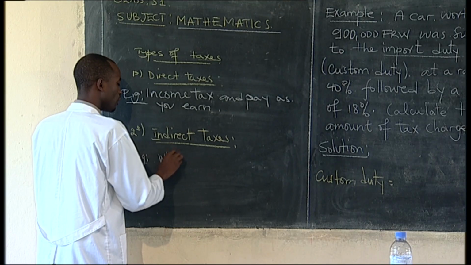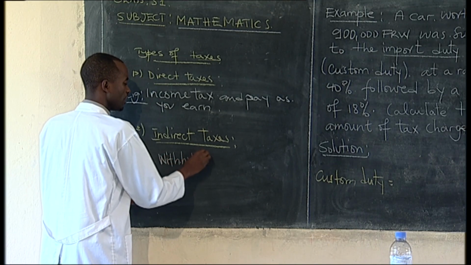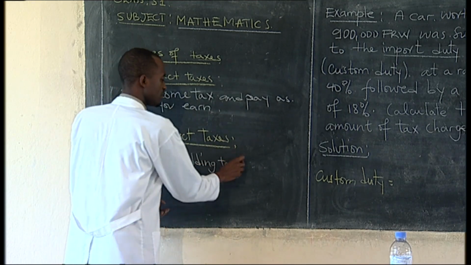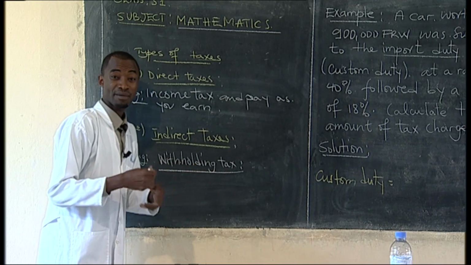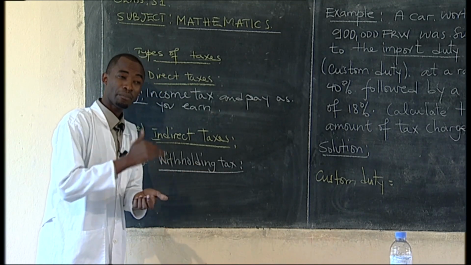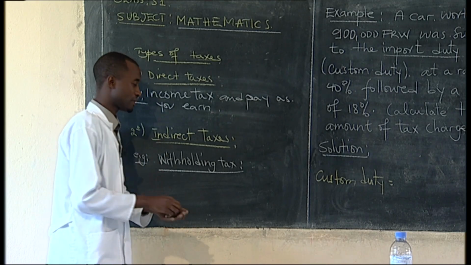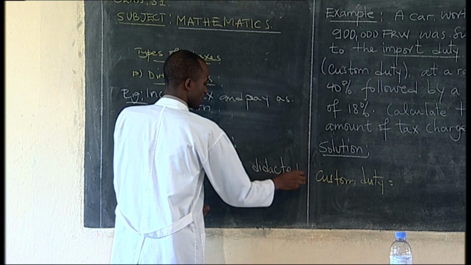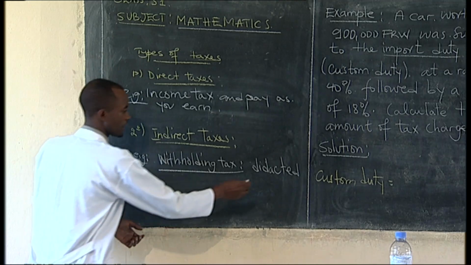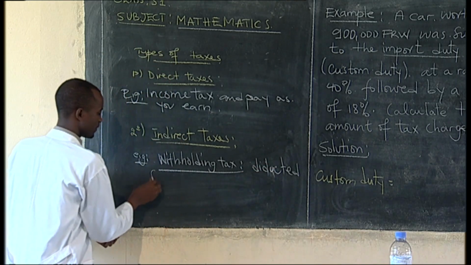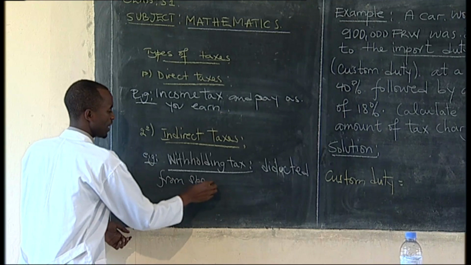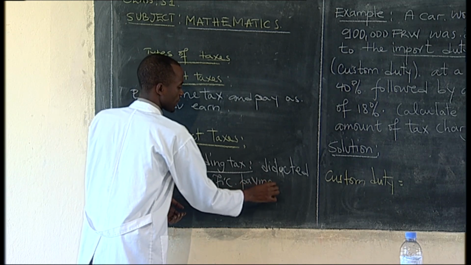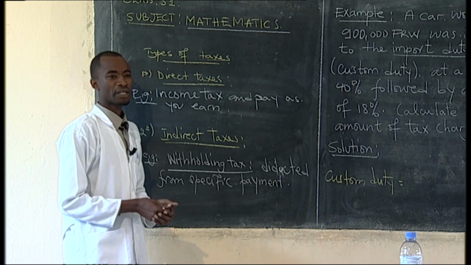One is called withholding tax. This is the money deducted from a specific payment. Deducted from a specific payment. So we call it withholding tax.